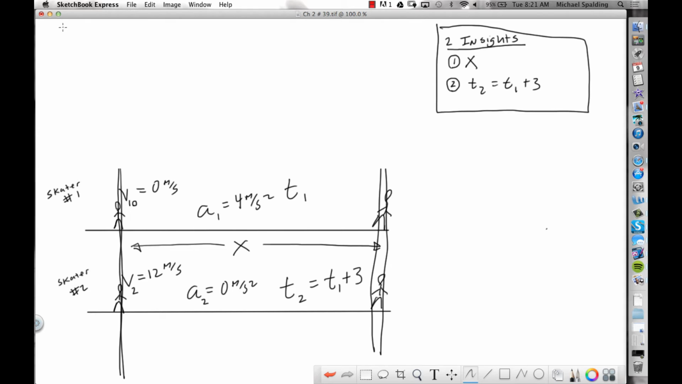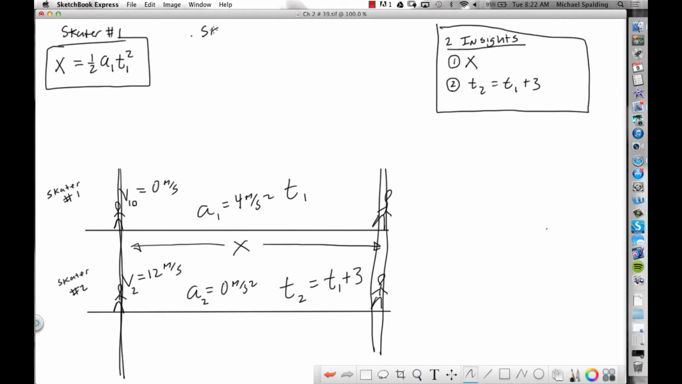I'm going to write an equation for guy number 1. For skater number 1, I'm going to write out the first kinematic: x equals 1/2 a1 t1 squared plus v initial t. Now, what was the initial velocity for skater number 1? It was 0. See down here? He started at rest. So I'm just going to erase this. It's 0, so the equation for skater number 1 is this equation.